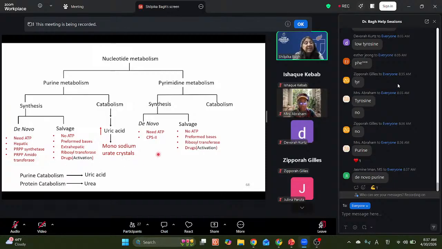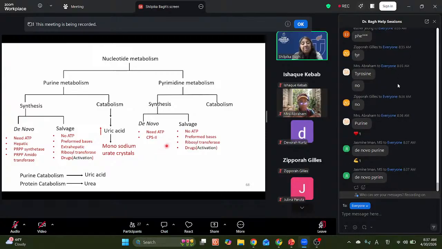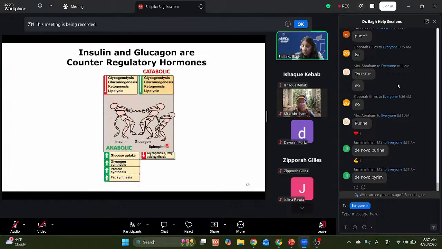CPS1 is rate limiting for? Anyone? CPS1. You're forgetting CPS1. I'm not saying CPS2. CPS1, urea cycle. CPS1 is urea cycle. Remember urea cycle, right? You should know rate limiting enzymes.